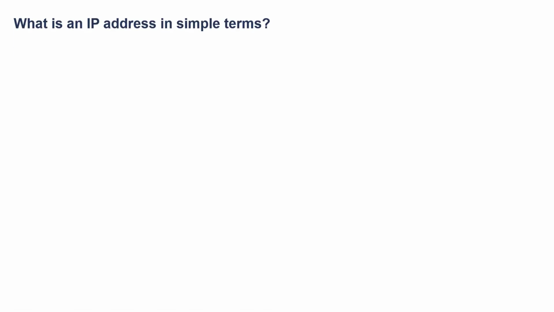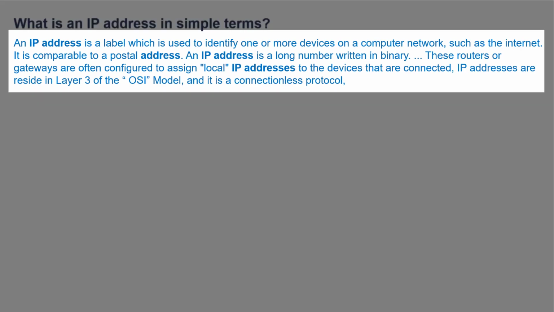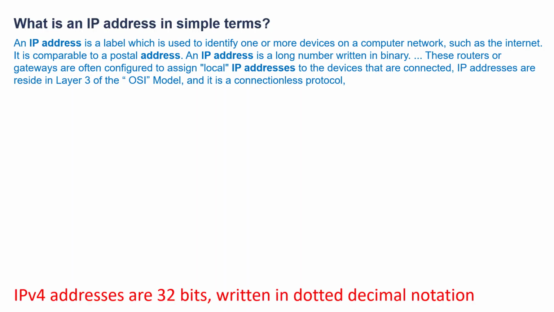Now, what is an IP address in simple terms? An IP address is a label which is used to identify one or more devices on a computer network, such as the Internet. It's comparable to a postal address. An IP address is a long number written in binary. These routers or gateways are often configured to assign local IP addresses to the devices that are connected. IP addresses reside in layer 3 of the OSI model, and it is a connectionless protocol.